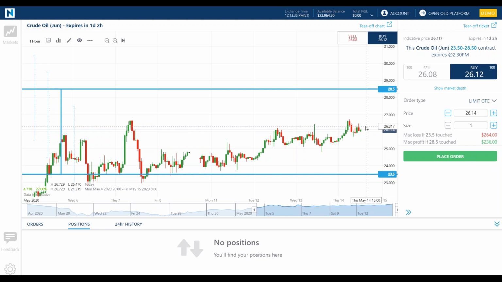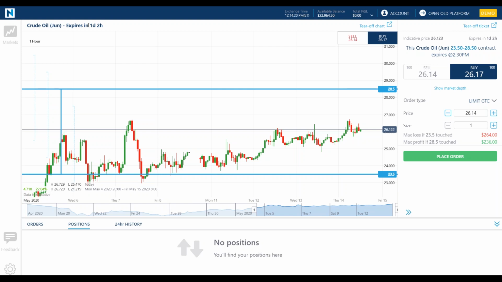Now, if I were wrong and oil went down to 23.5 and it touched 23.5, I would be knocked out of my trade again. So your boundaries, your floor and your ceiling, are where you'll be knocked out of a trade, whether you're long or whether you're short. And you know going into it what your maximum potential loss is. So if I were to buy one here at 26.14, I could potentially lose $264 if it went down and touched 23.5. And the expiration on this is 1 day and 2 hours. Notice that's also on the order ticket. It is also on the chart.